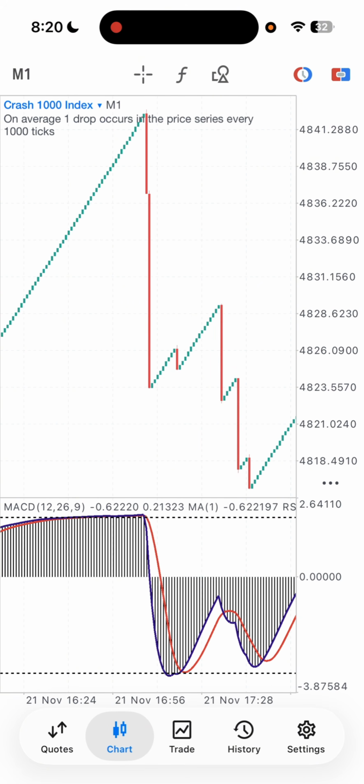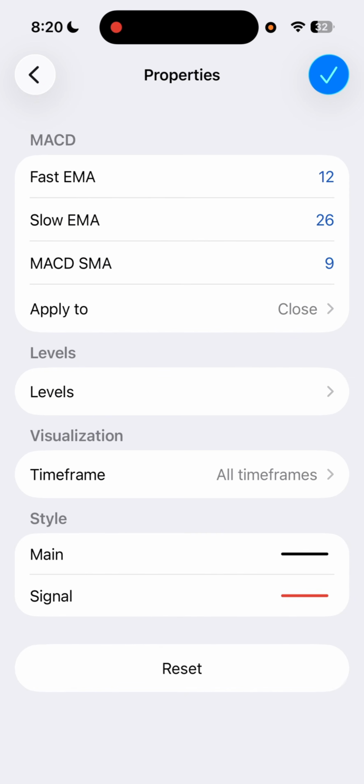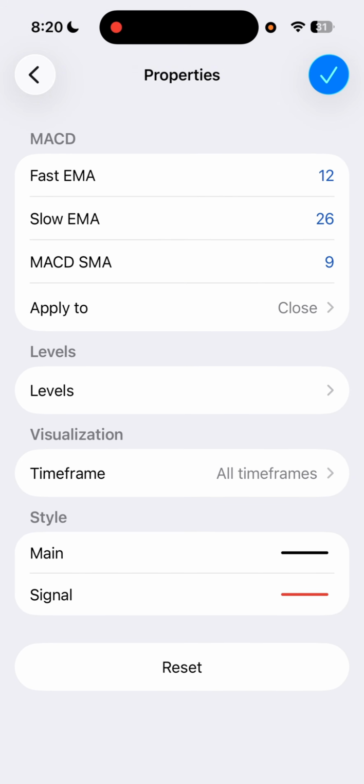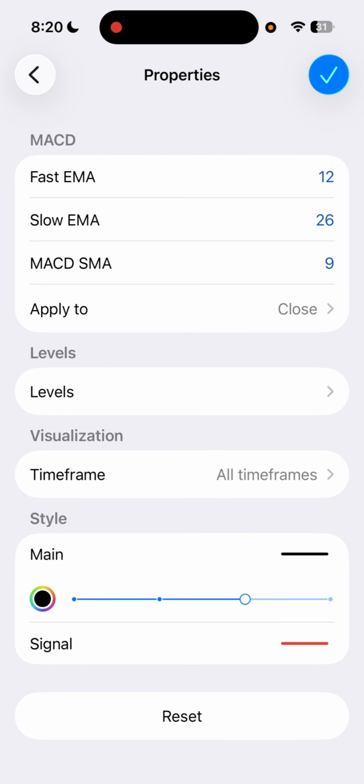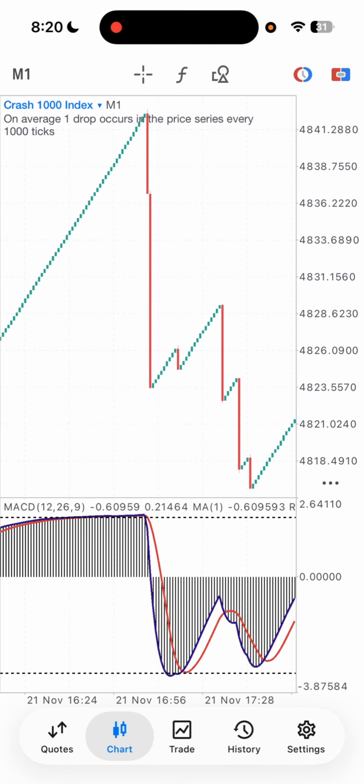First and foremost, let's start with the parameters for the strategy. Go over to the indicator section right here, and for indicator window 1, you want to put the MACD with fast EMA 12, slow EMA 26, MACD SMA 9, then apply to Close. For the style, you put the main color black with 3 pixels, then the signal 3 pixels color red, then you click on done.